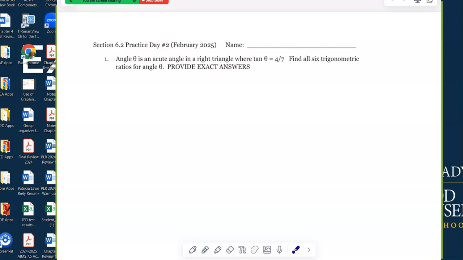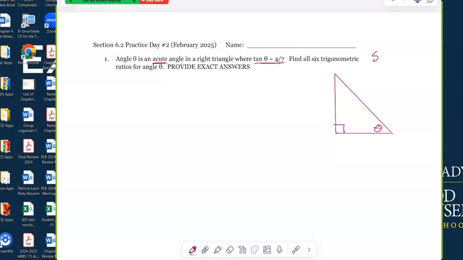So I'm just going to turn on my little pen. I'm going to draw it right over here. Okay, so all right, so this is a right triangle. Now it says angle theta is an acute angle. Okay, I'm just going to put it down here. And then I know it's in a right triangle. I took care of that. Where tan of theta is 4/7.